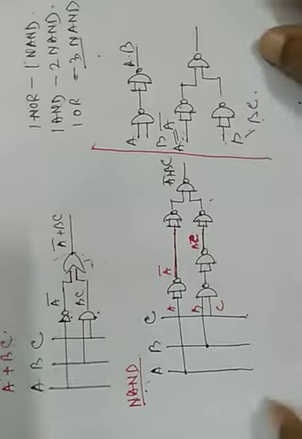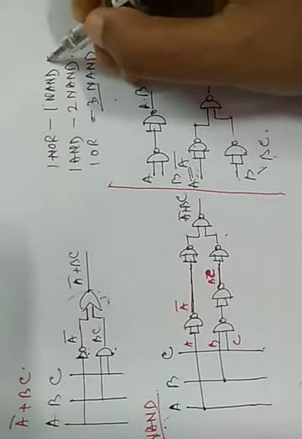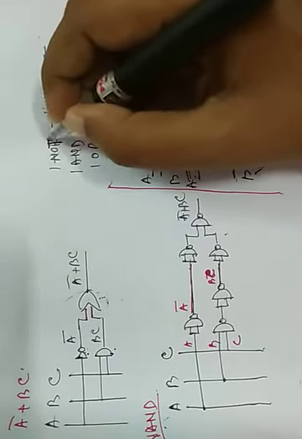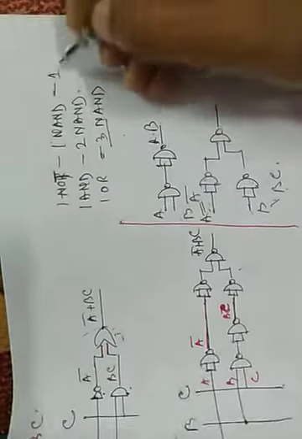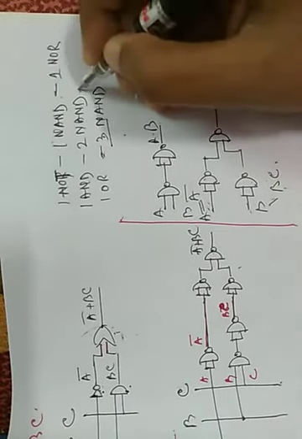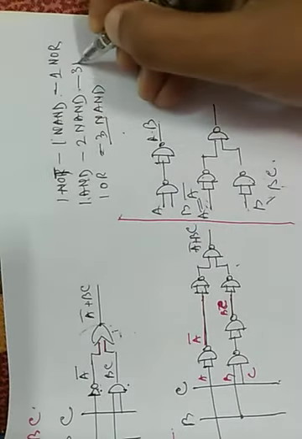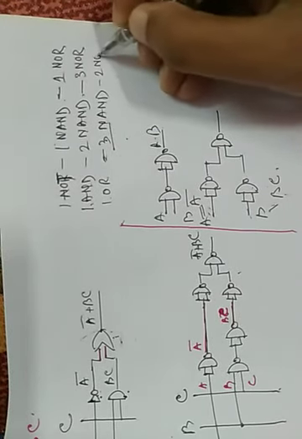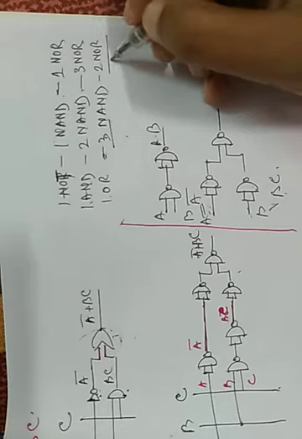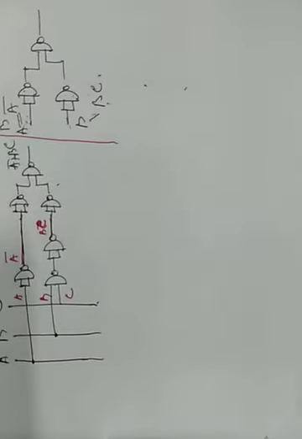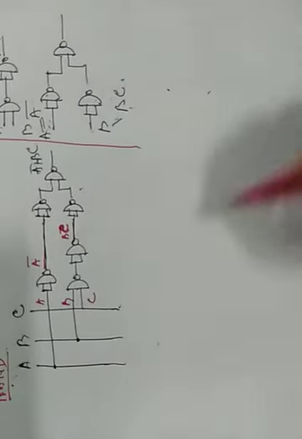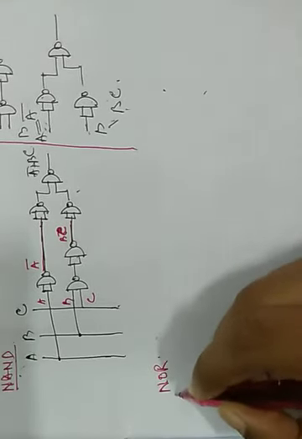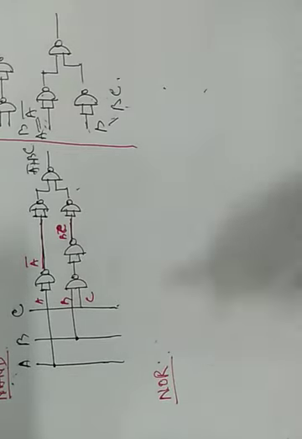Okay, now if we represent it using NOR gate, one NOT gate means one NOR gate, one AND gate means 3 NOR gates, one OR gate means 2 NOR gates. Here also 6 NOR gates are required. Now let us see how to represent this using NOR gate. NOR gate representation.